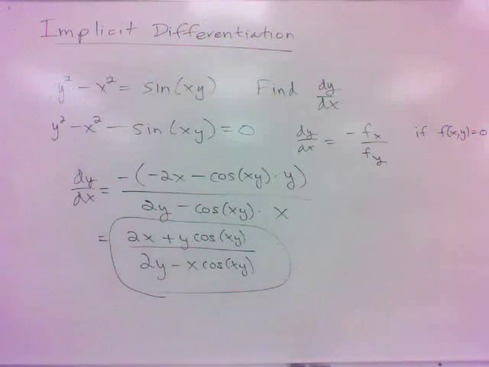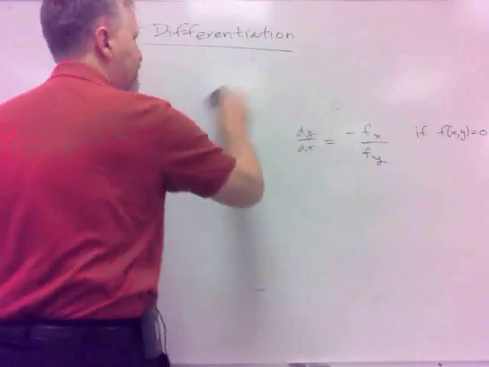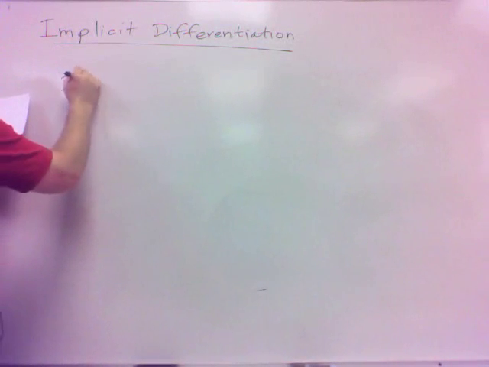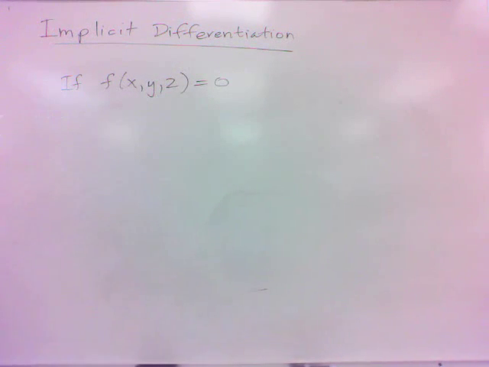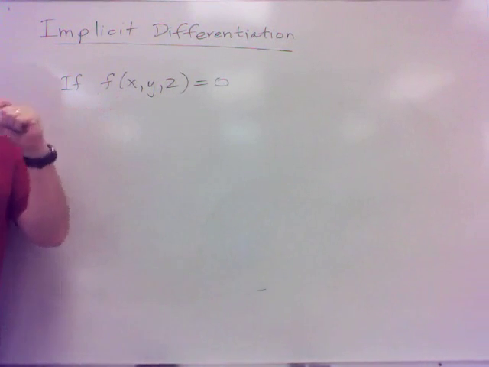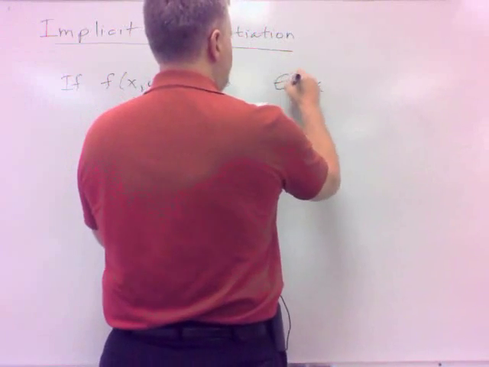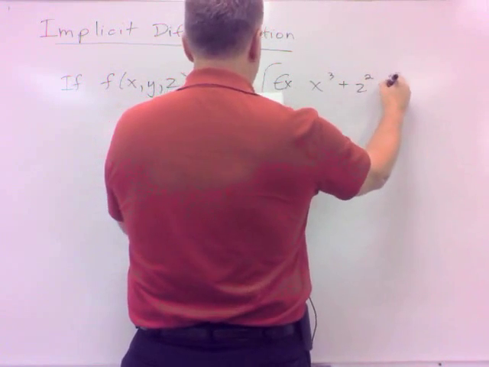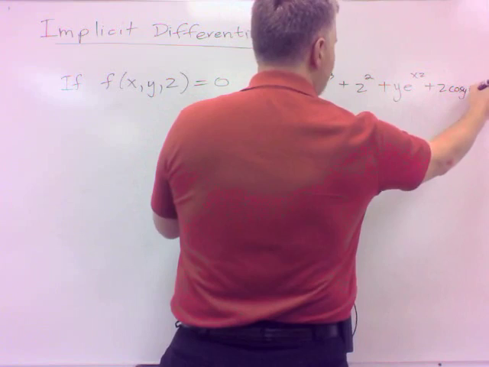And the other thing, let me real quick hit this with you here. You can extend it to 3 variables. If you've got f of xyz equals 0, of course, then what you're thinking there is you've got z in terms of x and y. Here's an example: x cubed plus z squared plus y e to the xz plus z cosine of y equals 0.